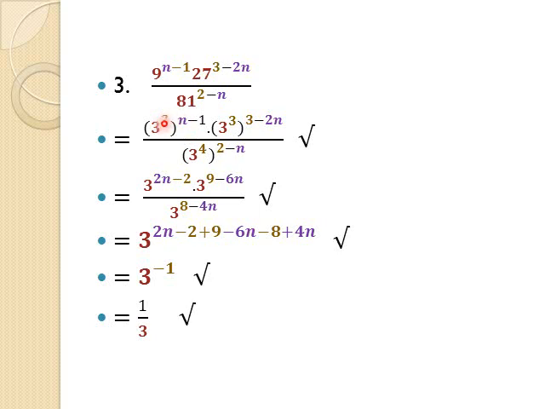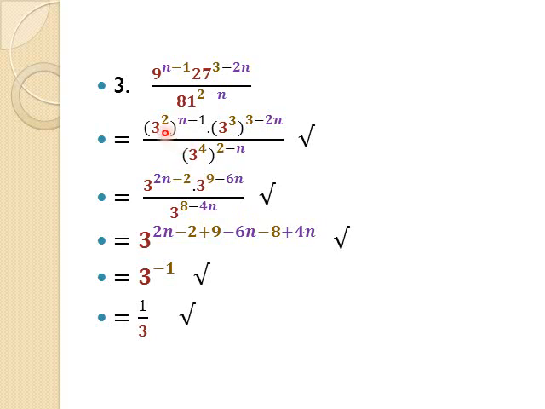So we're going to say 2 times n gives me 2n. 2 times negative 1 gives me negative 2. 3 times 3 gives me 9. 3 times negative 2n gives me negative 6n. 4 times 2 gives me 8. 4 times negative n would give me negative 4n.